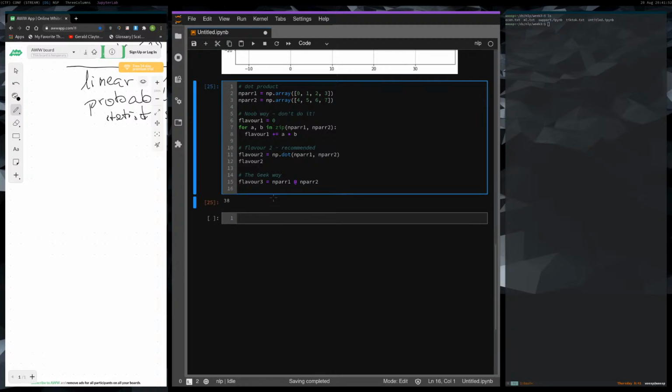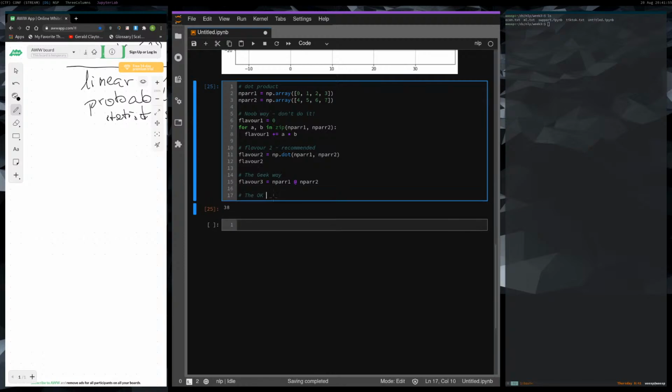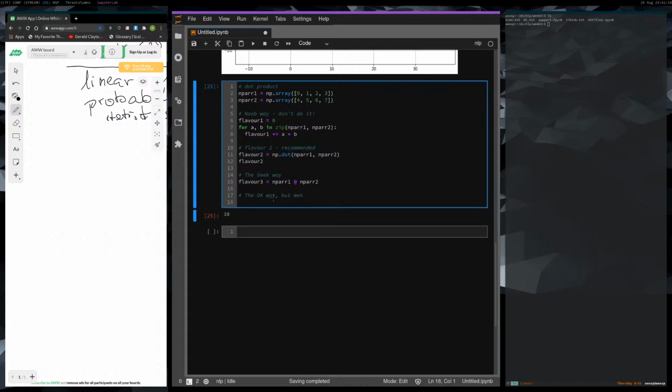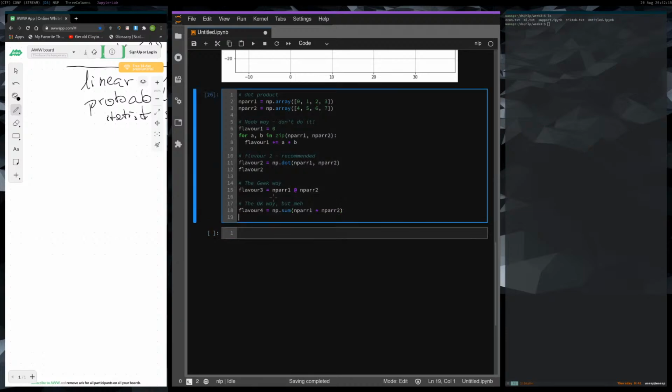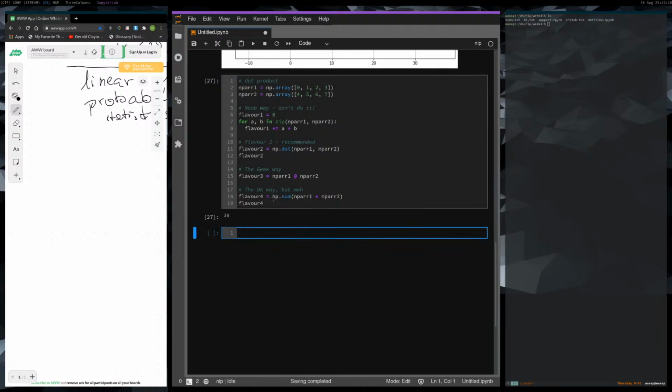And the okay way, but meh, let's call it this way. So you could do it this way, but why would you? Which is flavor 4. And this would be, we sum the multiplication of the two products. Flavor 4. Okay, we also get the same thing. So again, this will be shared on our GitLab, so you'll have access to it, how to do the dot products.